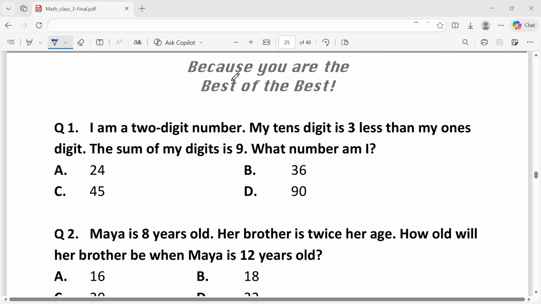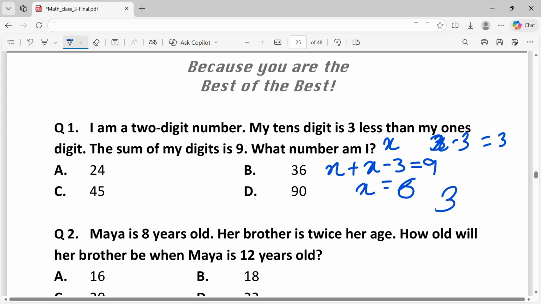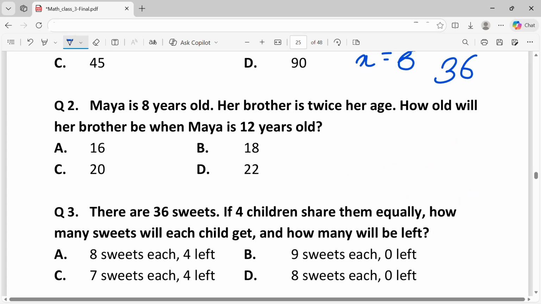Let the 1st digit be x and the 10th digit be x minus 3. Given that the sum of digits is 9, that is x plus x minus 3 is equal to 9. That is x is equal to 6. Since x is equal to 6, x minus 3 will be equal to 3. So the number will be 36. That is option B.